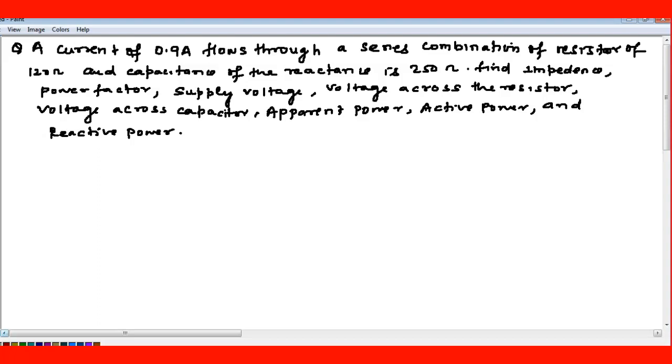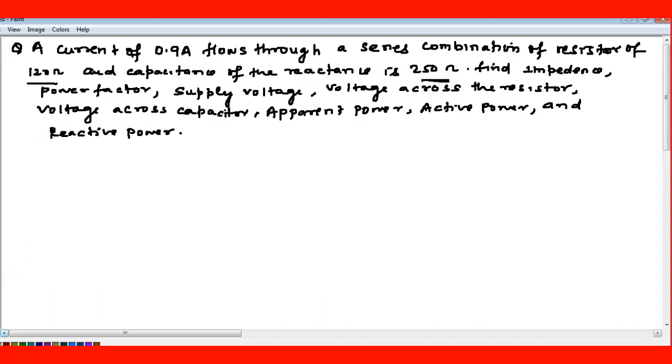Okay, so first we will do whatever we did in the last class and previous lecture, all in the AC circuit. We'll do a quick revision, then we'll start another topic. In these questions we are doing everything once again. A current of 0.9 ampere flows through the series combination of a resistor of 120 ohm and a capacitor whose reactance is 250 ohm.